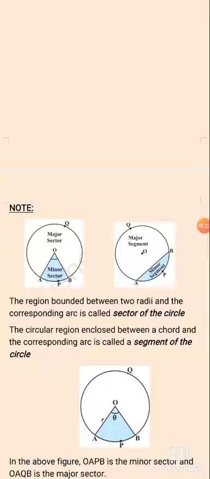Note. Listen carefully. We know about sector and segment. So what do you mean by sector? Listen, the first figure. The region bounded between two radii and the corresponding arc is called sector of the circle. Now, what is segment? The second figure, the circular region enclosed between a chord and the corresponding arc is called the segment of the circle.